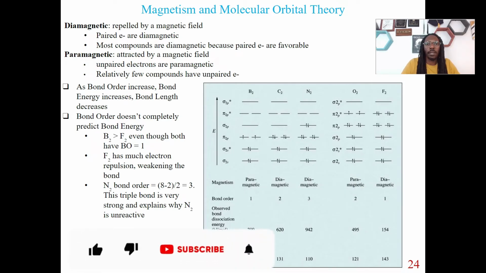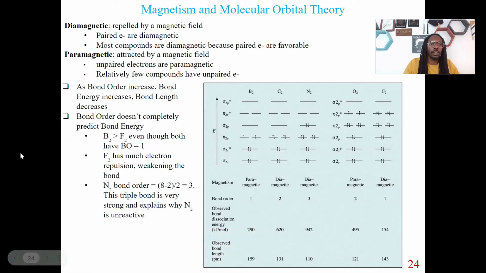Bond order does not completely predict bond energy. And that's because of molecular orbital theory, right? We can determine some of these things now. For instance, B2 actually will be greater than F2, even though both of them have a bond order of 1. Okay, F2 also has much electron repulsion, and because of this, it has a weakened bond energy in this case. All right.